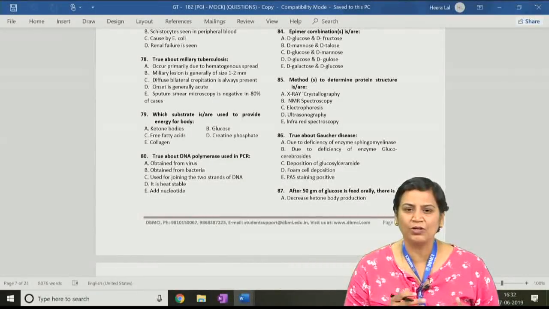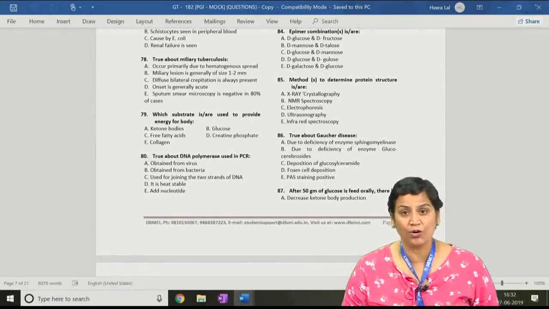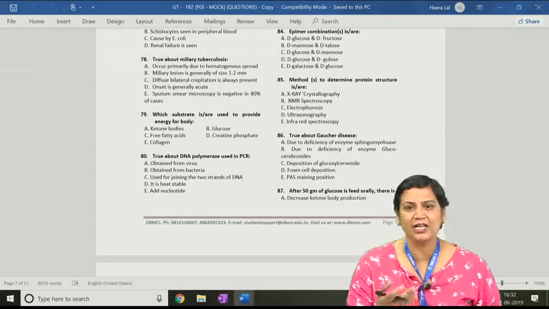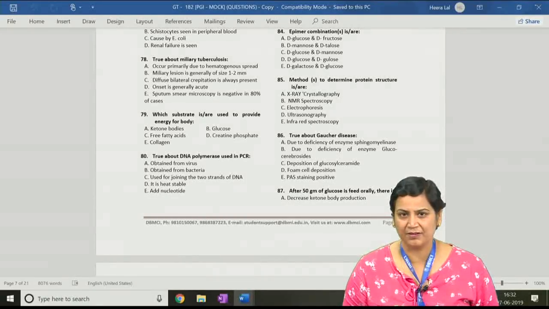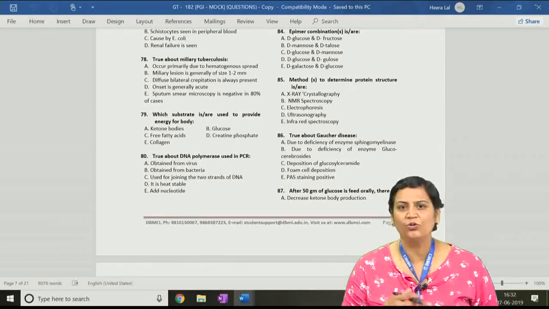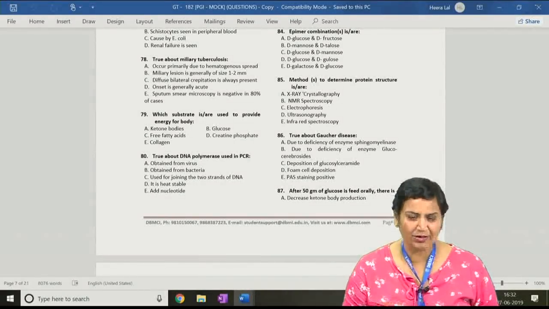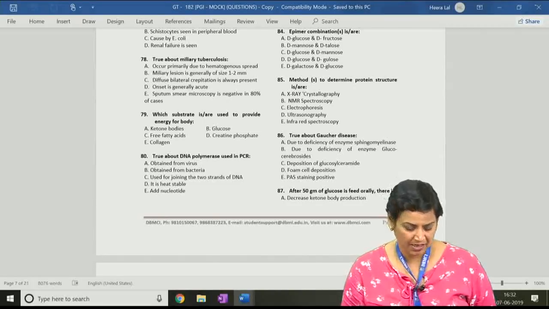Suppose if I talk about a particular question, if there are 4 options, there are chances that all 4 options can be the answer. So you have to take very important precaution to attempt these PGI questions. Now let's start with the biochemistry question.